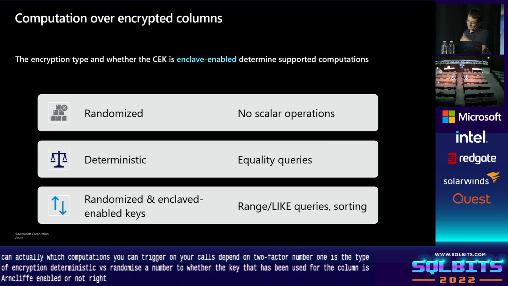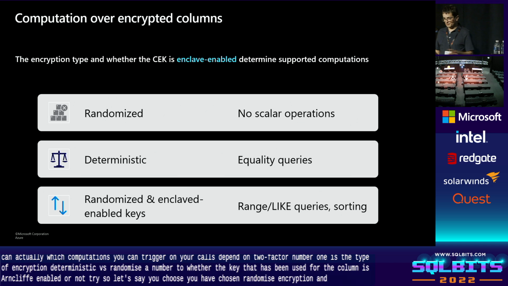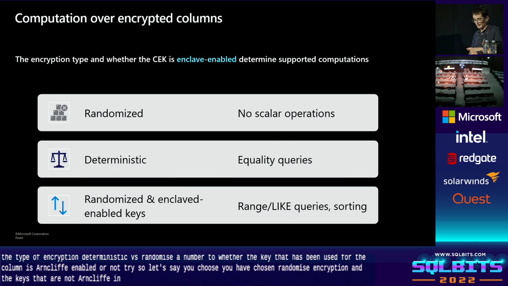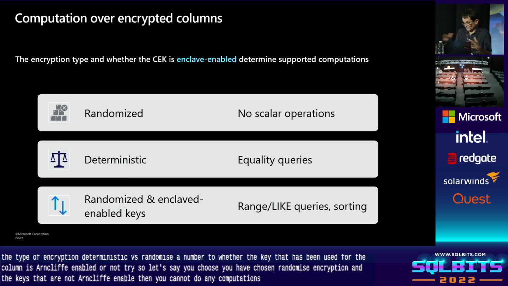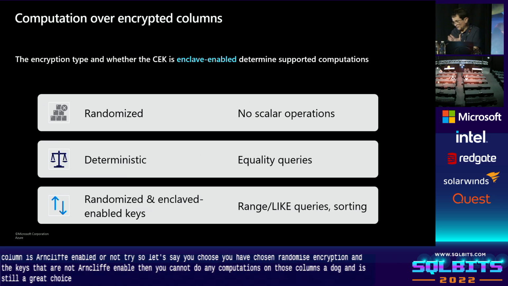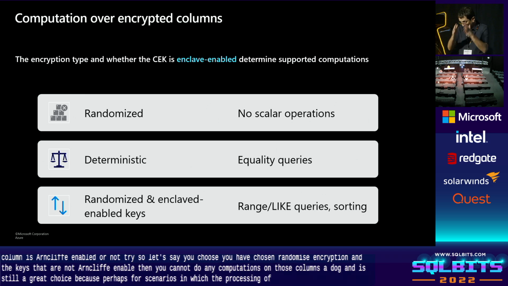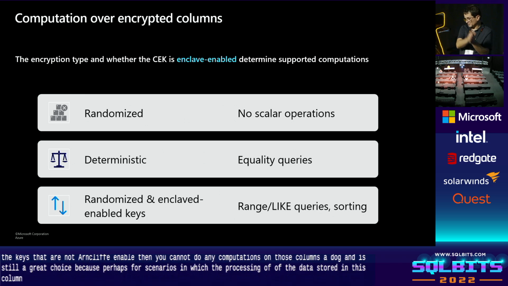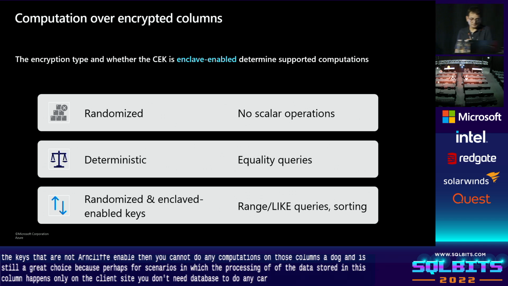So let's say you have chosen randomized encryption and keys that are not enclave-enabled. Then you cannot do any computations on those columns at all. And this is still a great choice, perhaps for scenarios in which the processing of the data stored in this column happens only on the client side. You don't need the database to do any computations on the data.